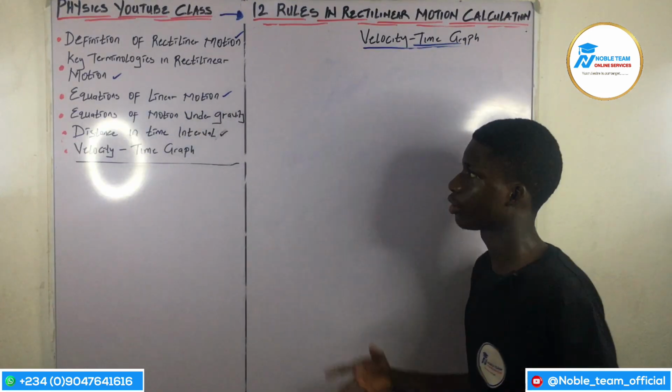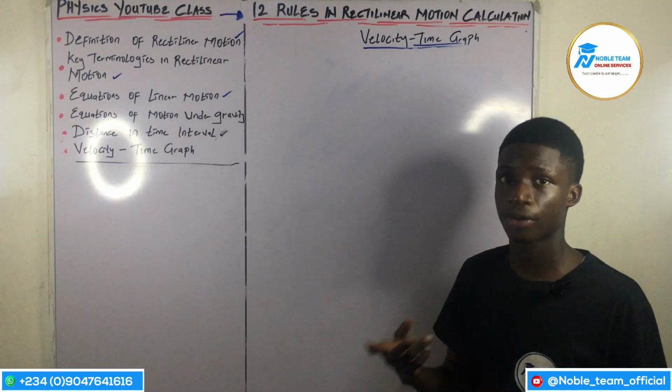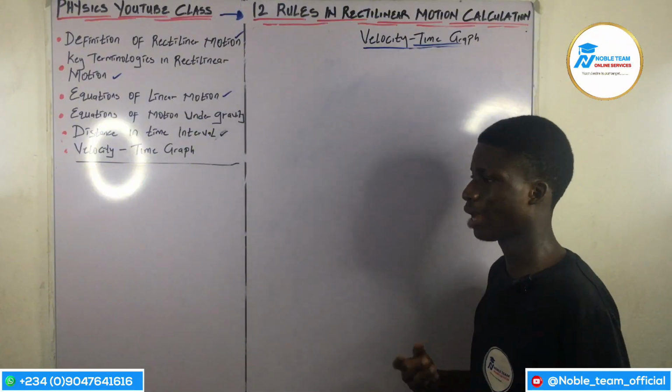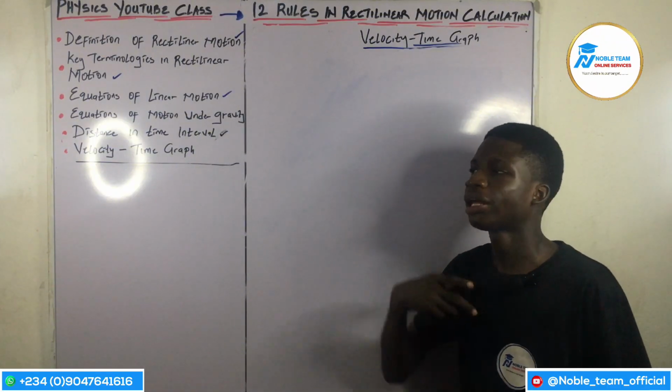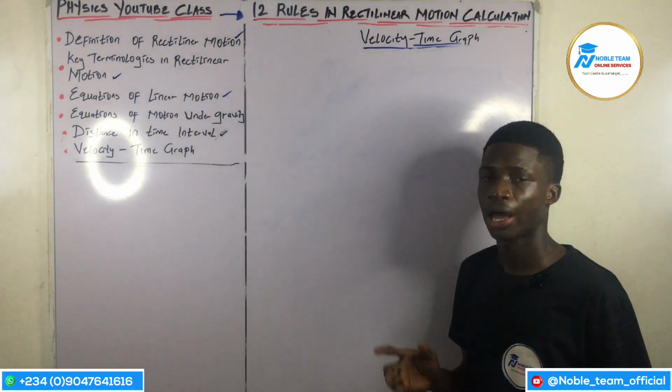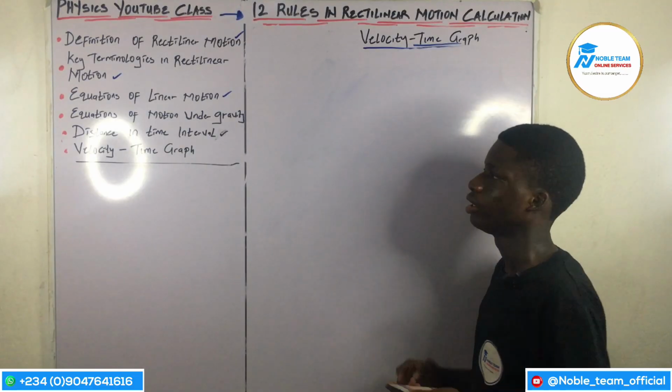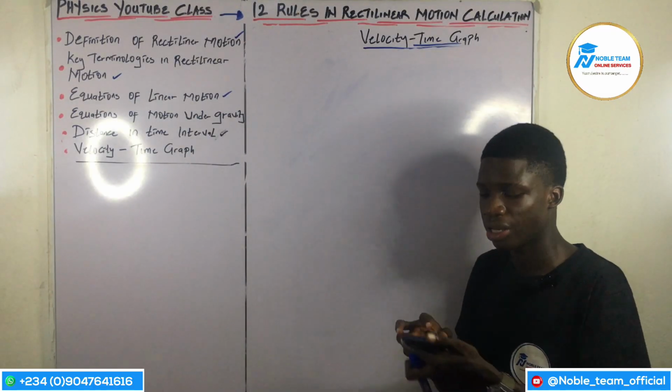Alright, now let's solve questions based on this velocity time graph. And we have solved an example. And that example is an A-level question. And it's very, very simple. Do you understand? Let's solve more tricky questions, then we move.